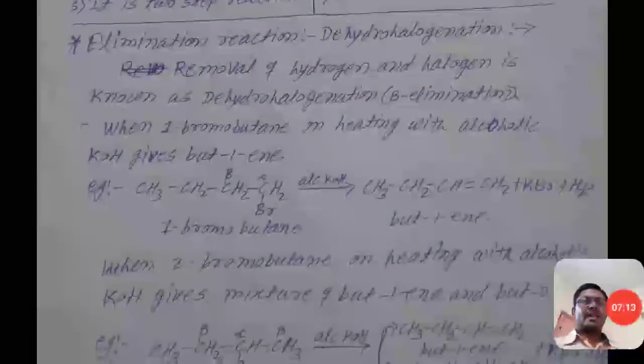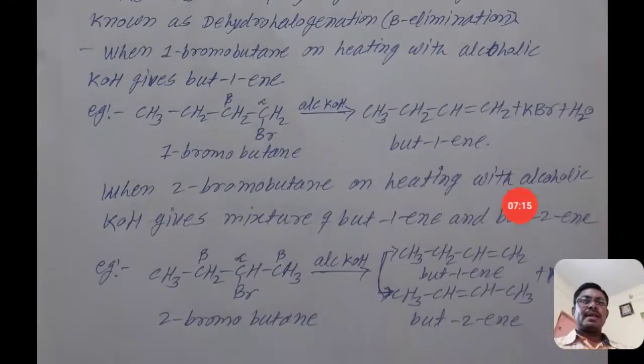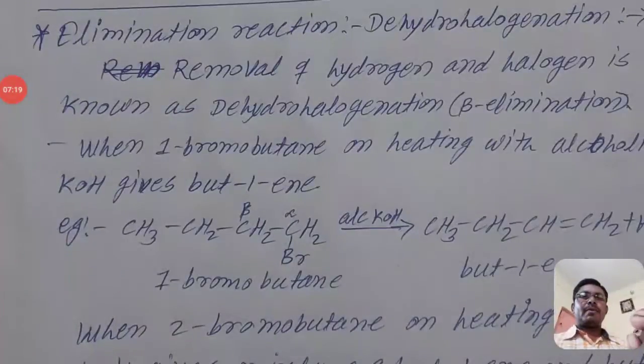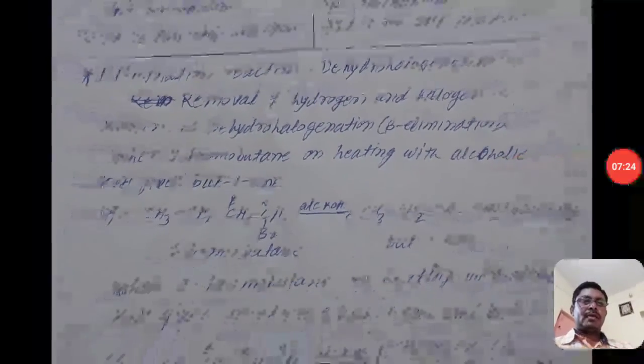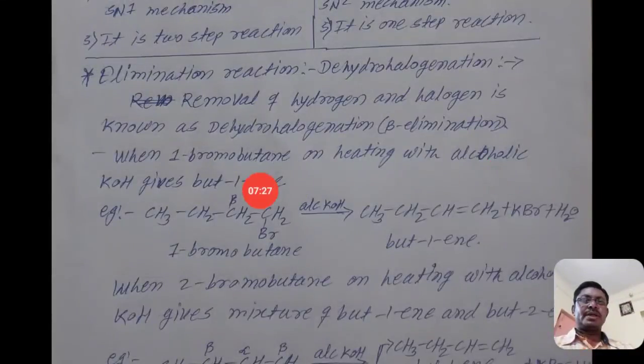See here, there is one example: when 1-bromobutane is heated with alcoholic KOH, it gives but-1-ene. The bromine is attached to a primary carbon atom, or alpha carbon atom, and the adjacent carbon is beta.